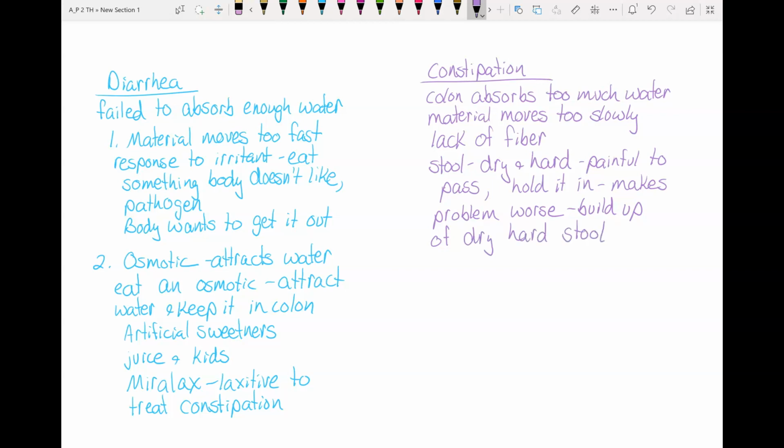So the best thing to do here is to just avoid the problem in the first place. Drink lots of water, eat lots of fiber. If you do get a dry, hard stool, even though it hurts to pass it, get it out of there, because if you hold it in, you're just going to make things worse.